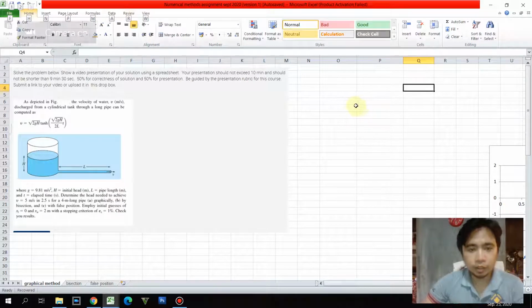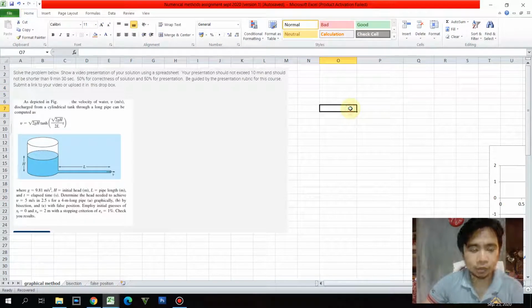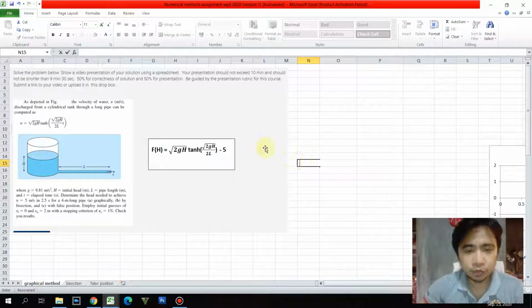Okay, so hello and welcome to my presentation on this problem regarding the roots by graphical method, bisection, and false position method. Of course, with the formula, I have simplified that function in terms of h, and then we list here the requirement of 5 meter per second.